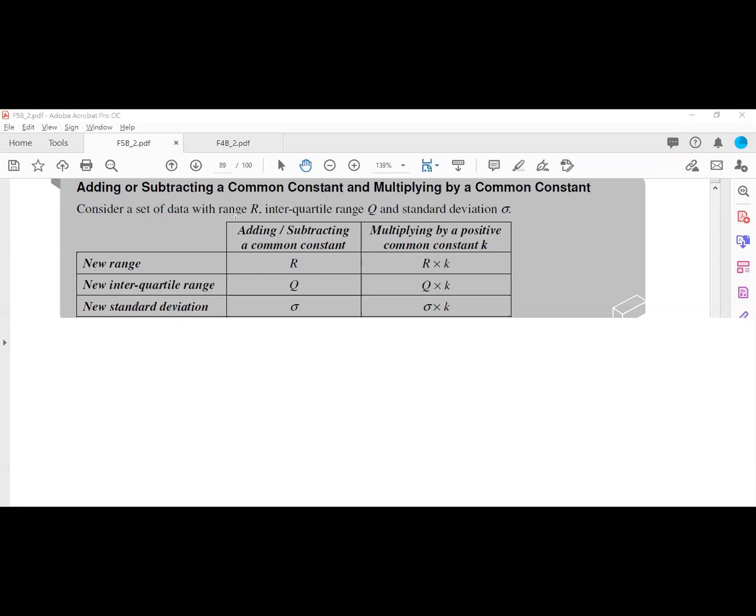呢三樣嘢都係要嚟幫我哋揾嗰 set 數據有幾大差異嘅。Okay, so all this range, interquartile range, and standard deviation are for us to measure the dispersion of the data set. Okay, dispersion 即係差異啊。If the number is large, then the dispersion is large. Okay, if the number is small, then the data set is less dispersed or is more concentrated.